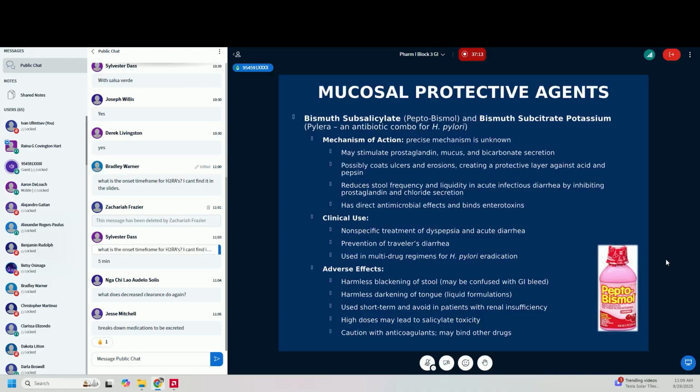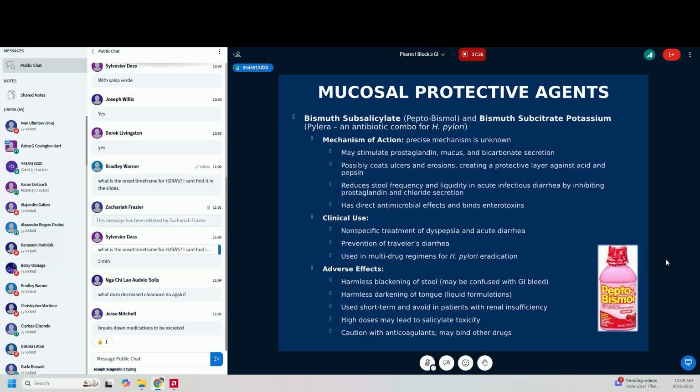One is the subsalicylate, which is like looking at aspirins, so you're watching out for that salicylate toxicity. And then you have your subcitrate potassium version of this medication also. Looking at our mechanism, what we think it does is that it coats and decreases the secretions that our patients will have.